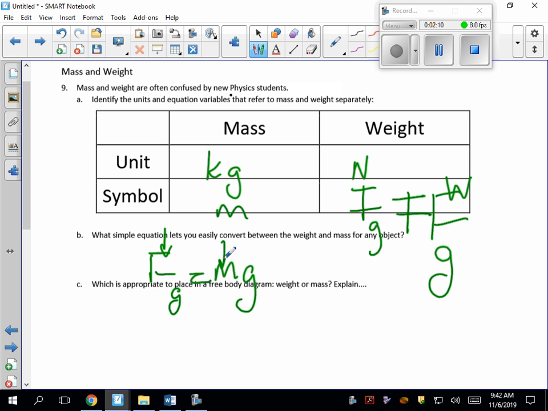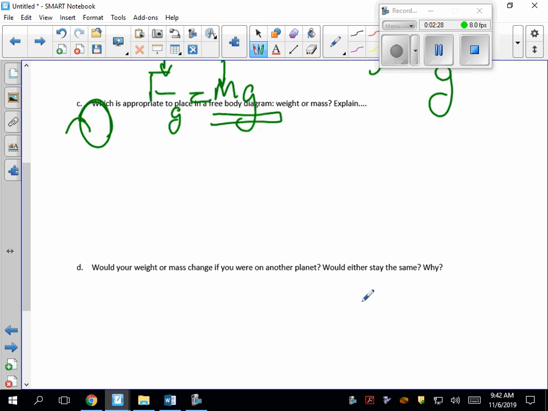So there's that. And then the next question, C, which is appropriate to place in a free body diagram, the weight or the mass. Free body diagrams, which are these things here, are the ideas you have when you're playing with all the forces that are acting on a thing. So here's a force that goes up, and then you have a force that goes down, and this might be a weight, and so you handle it by putting in those. You might have a normal force, and this is a force of gravity.